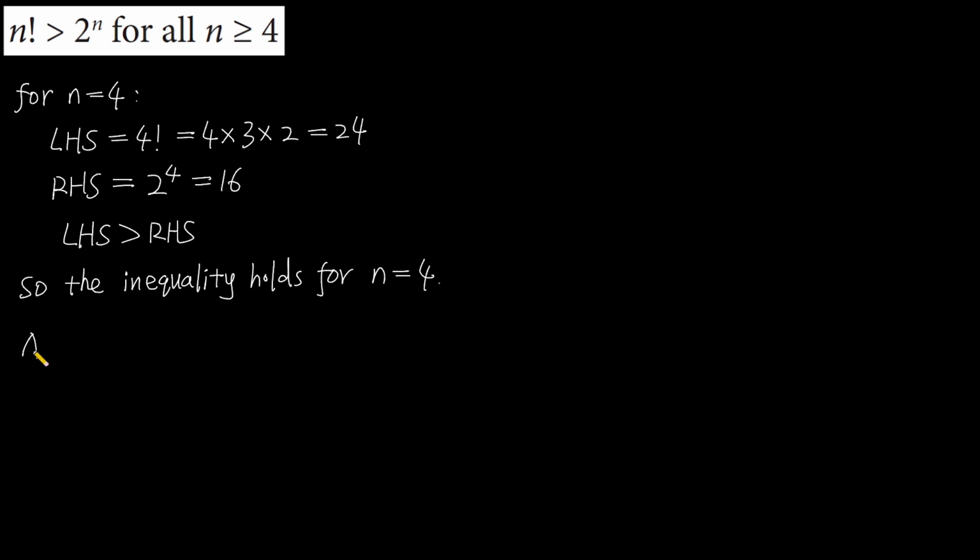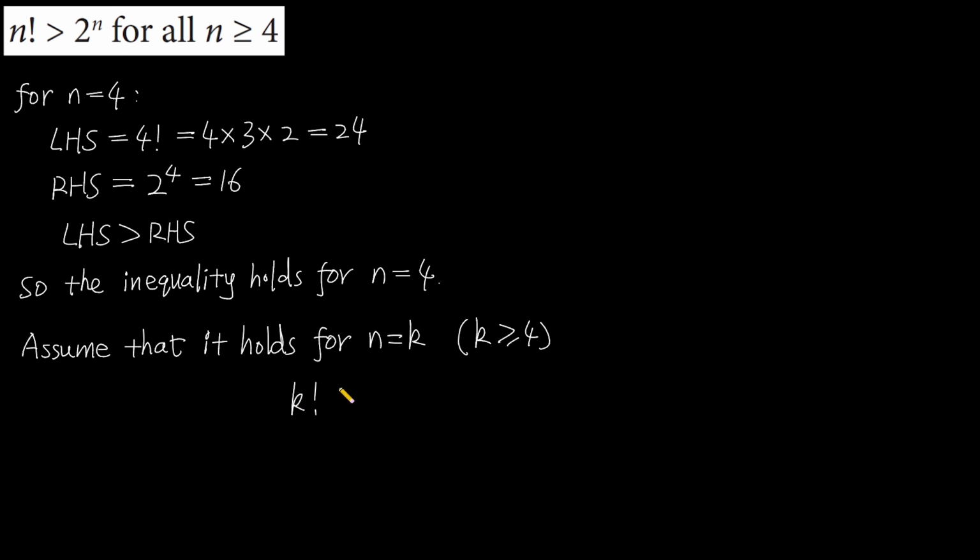Now assume that it holds for n equals k. Here k is larger than or equal to 4. So we have k factorial is larger than 2 to the power of k. Here k is larger than or equal to 4.